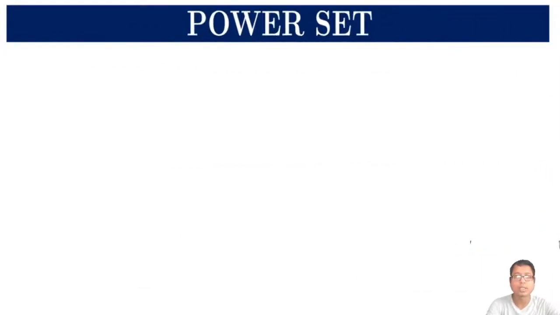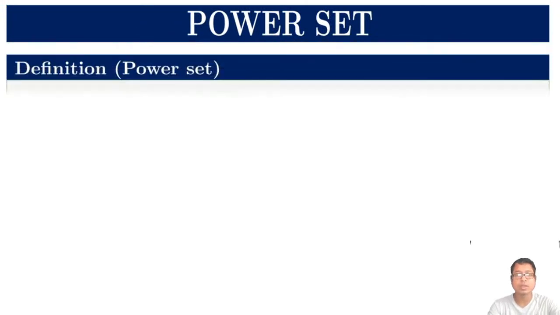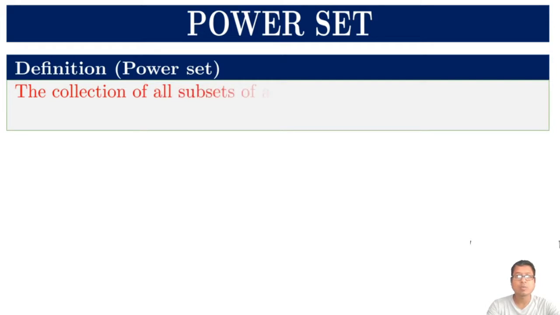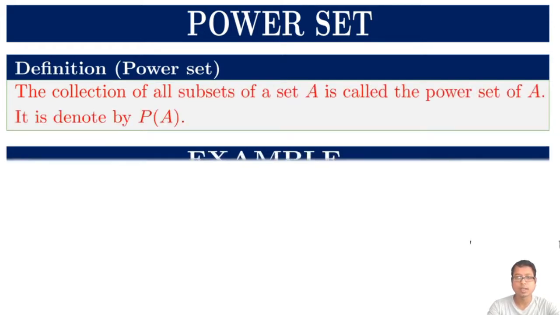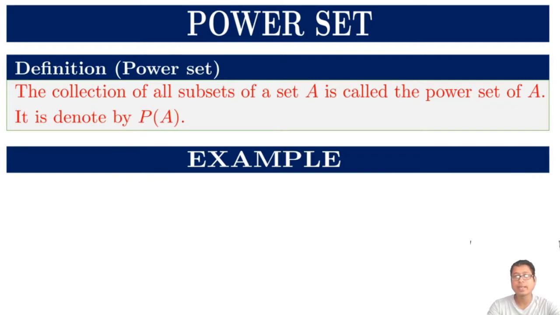Okay, what is power set? Let me consider a definition. The collection of all subsets of a set A is called the power set of A, and it is denoted by P(A). As an example, you can see A consists of 1, 2.